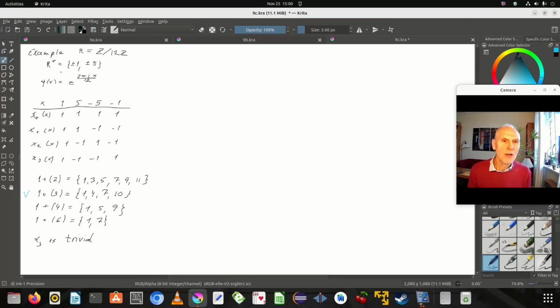In preparation of 9C, let's just compute the Gauss sums of each of these guys. And to do that, we need the values of psi as well. We are out of space. I should have made space for that. Psi of x. There's no room for that. I'll do it up here.